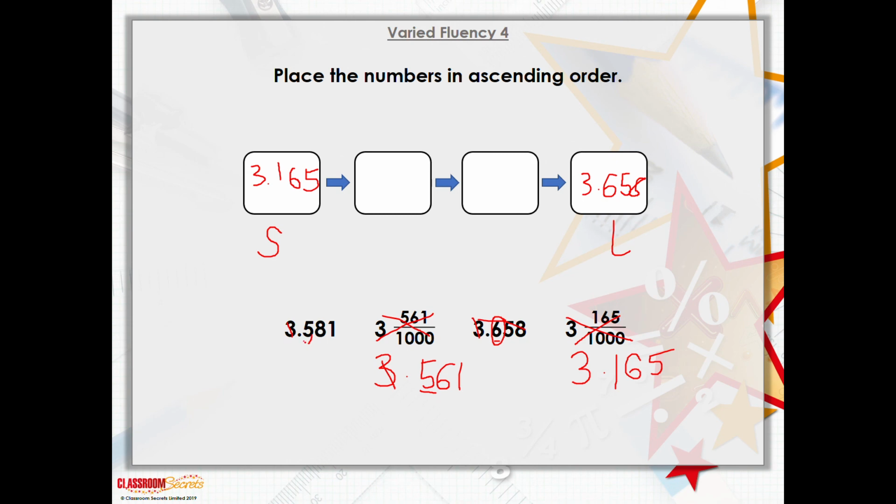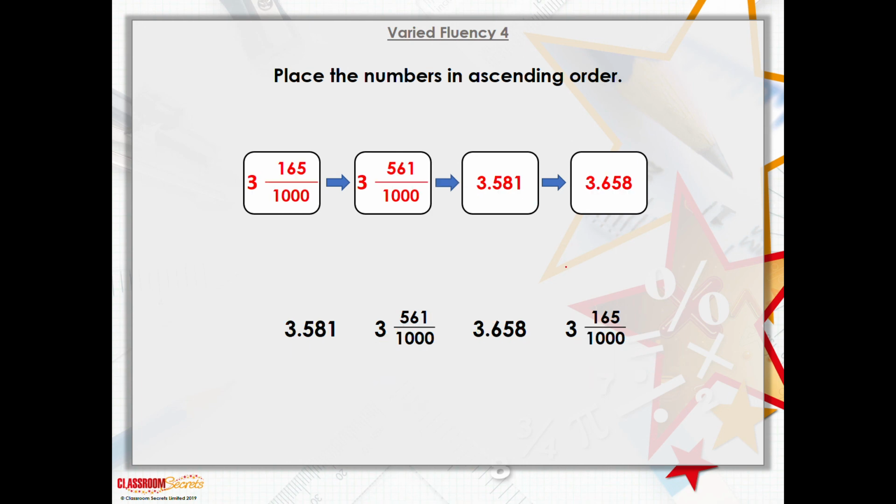So because we've both got the same amount of tenths, we now need to look at our hundredths column. We've got 8/100 there and we've got 6/100 here. So which one of these two numbers now is the smaller one? Well, it's this one here because I've only got 6/100, whereas in the other number I've got 8. So, excuse my handwriting. 3.561. And then finally 3.581. Obviously, they've written in the first two using their mixed numbers that they had in the original question.